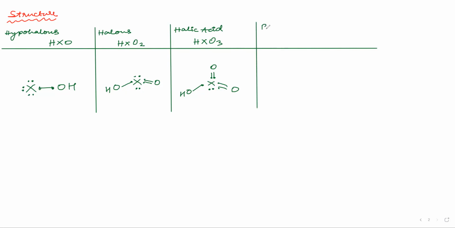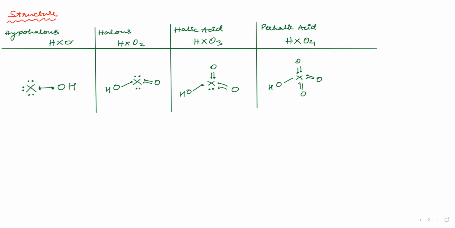The last one is perhalic acid. Perhalic acid has the formula HXO4. Here you will have again X, then the OH bond, and three double bond oxygens. Here we are using all 7 valence electrons, 1, 2, 3, 4, 5, 6, and 7. So there are no lone pairs. Is everyone done?